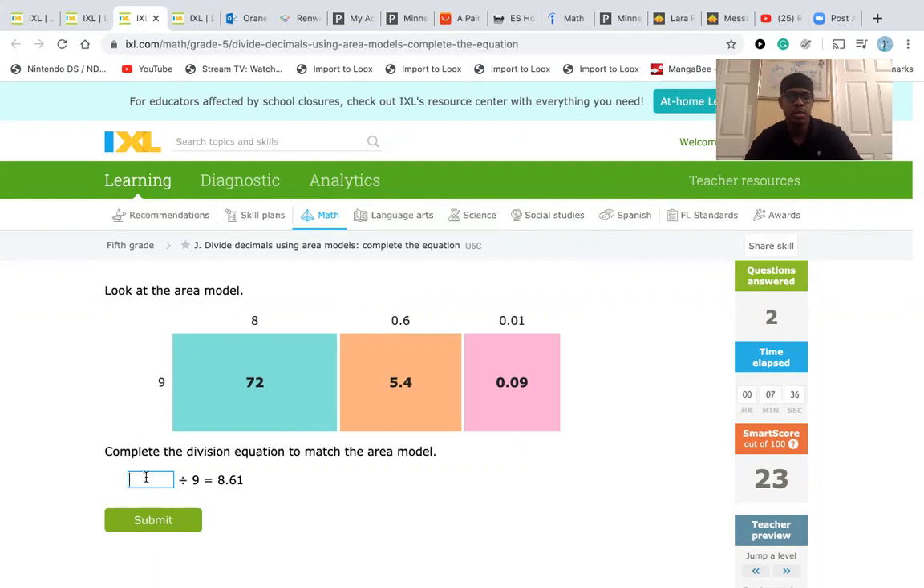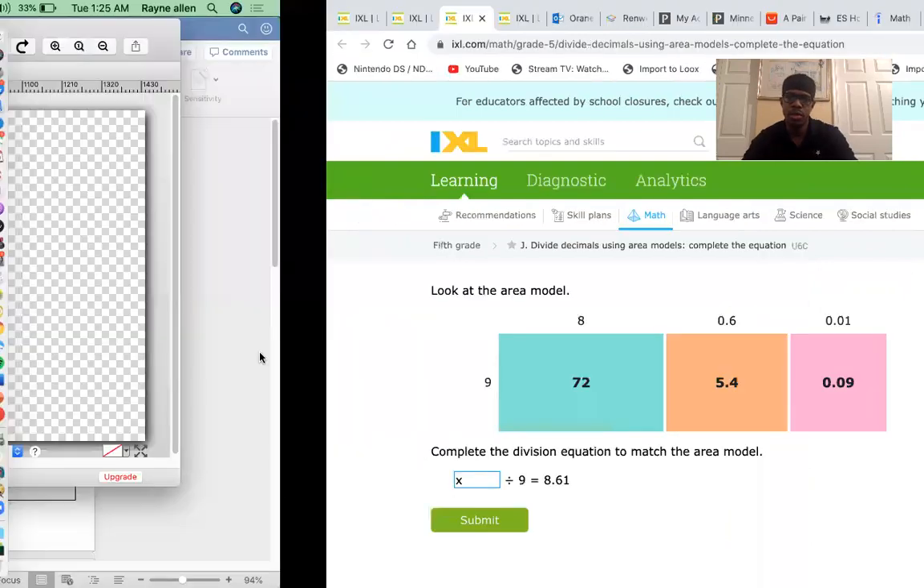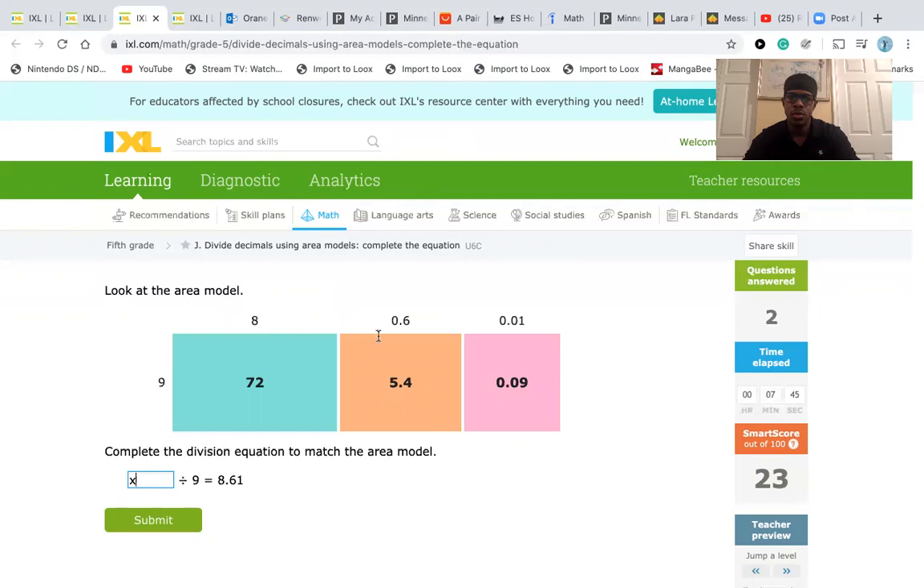So let's look at this one. We have x divided by 9 is equal to 8.61. So we could do the method we just did here to isolate the x, so it's by itself, or the inverse of the equation is going to be 8.61 times 9 equals x. So let's find out the answer, and then I'm going to show you the inverse. So 8.61 times 9 equals x, or x divided by 9 is equal to 8.61.